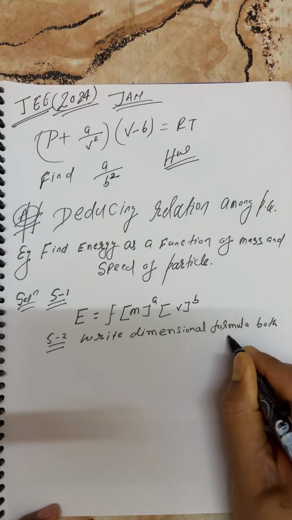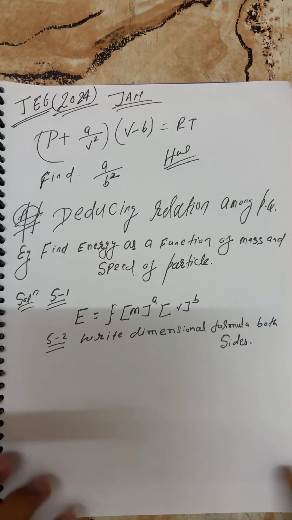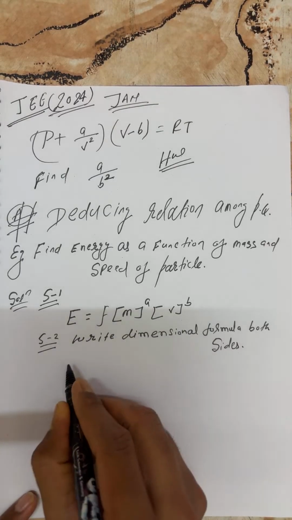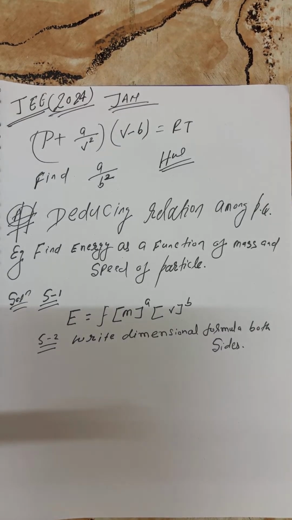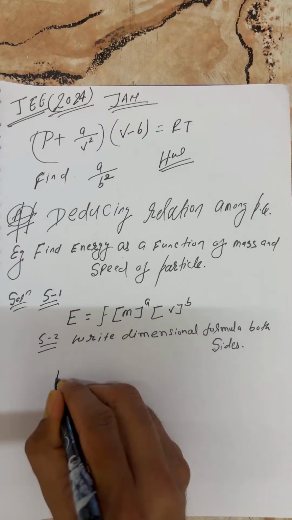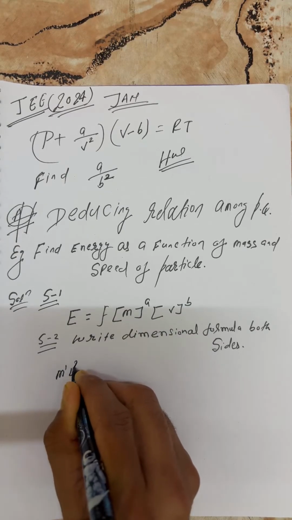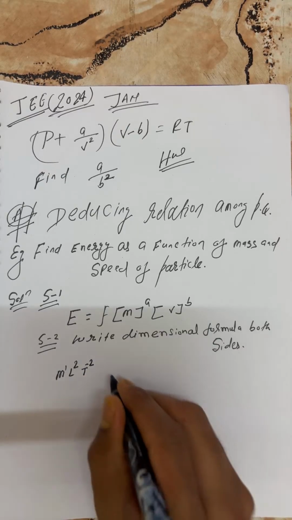Write the dimensional formula on both sides. Okay, come to the point. So the energy dimensions, yesterday I said, learn one, get three free. So this is what, kids? M to the power 1, L to the power 2, T to the power minus 2.